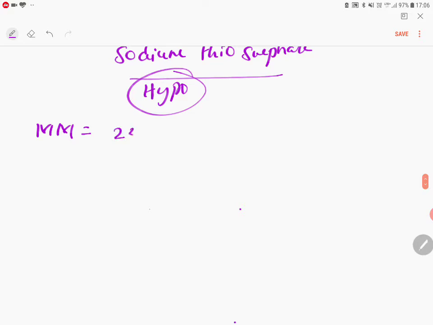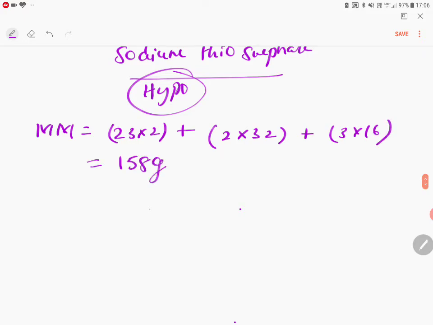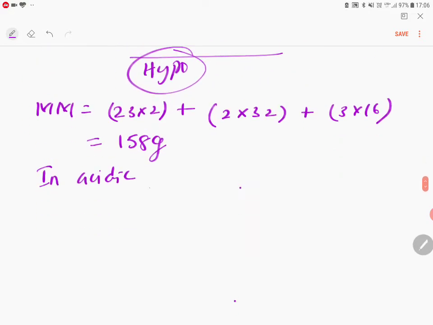Na2 is 23 into 2 plus 2 into 32 plus 3 into 16 for oxygen. So calculate, if you simplify, you will get 158 grams. Now in acidic medium, so this is case 7A, subcase A, acidic medium.